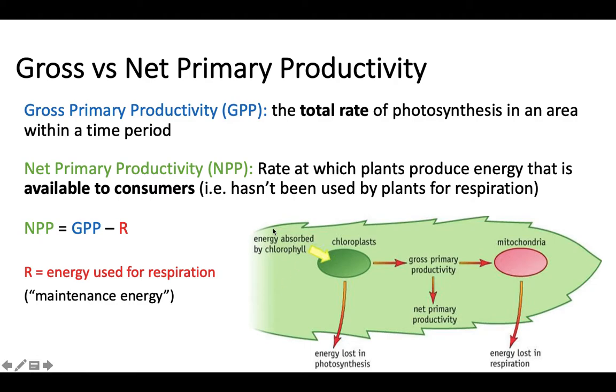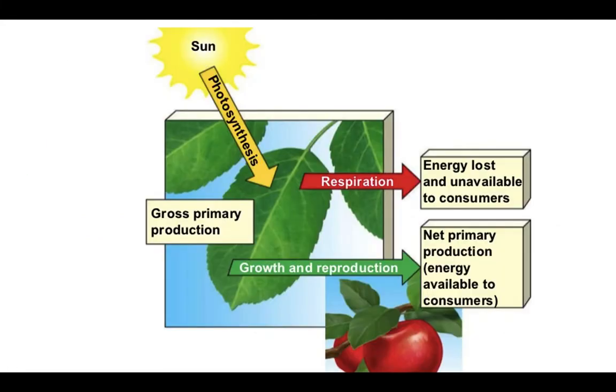Here's one diagram. Energy is absorbed by chlorophyll from the sun and the chloroplast. Some of that energy, or all of that energy, is the gross primary productivity. Some of it is used in the mitochondria to do cellular respiration. That energy is gone. Bye-bye, not available to be eaten by consumers. Whatever's left is the net primary productivity. That's available to be eaten. Same concept, different diagram. Photosynthesis comes in. The amount of energy produced in total is the gross primary productivity. Whatever is used in respiration is lost, and then whatever remains is the net primary productivity and is actually available to consumers to be eaten.